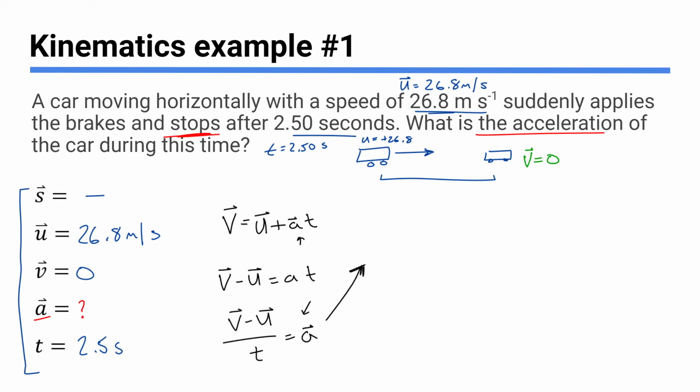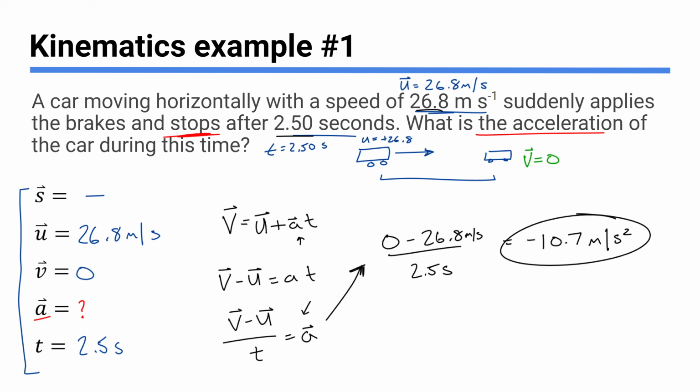All right, so let's plug in. I know v is 0. U was positive 26.8, so I'm going to subtract that. Meters per second, and the time is 2.5 seconds. I punched it in my calculator, and I get a negative answer. I'm going to round to 3 sig figs because I have 3 sig figs in both of my given values. So I'm good with 3 sig figs. I got negative 10.7 meters per second squared.